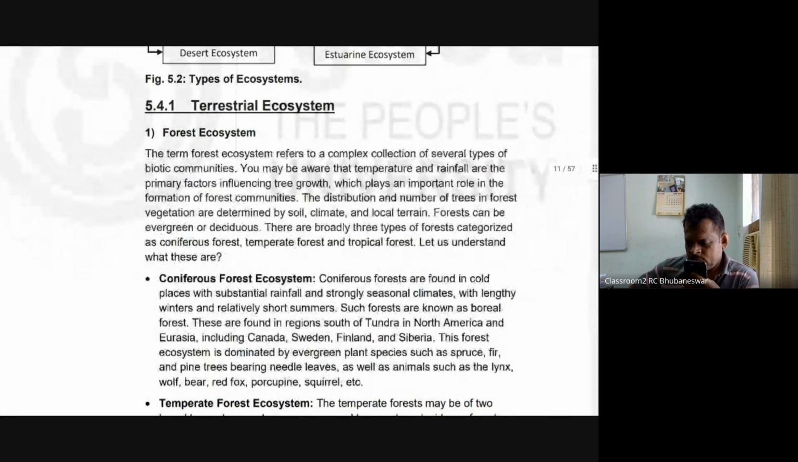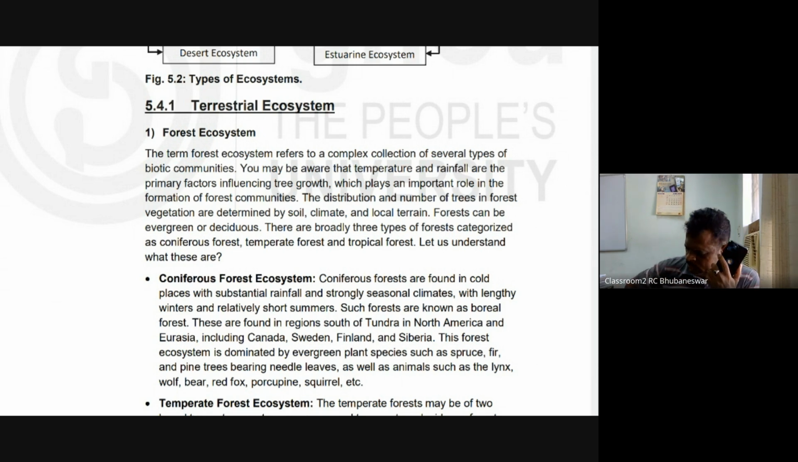Within the terrestrial ecosystem, you have the forest ecosystem. The forest ecosystem refers to a complex collection of several types of biotic communities. So within a forest, what do you basically observe? The forests consist of abiotic components and biotic components.